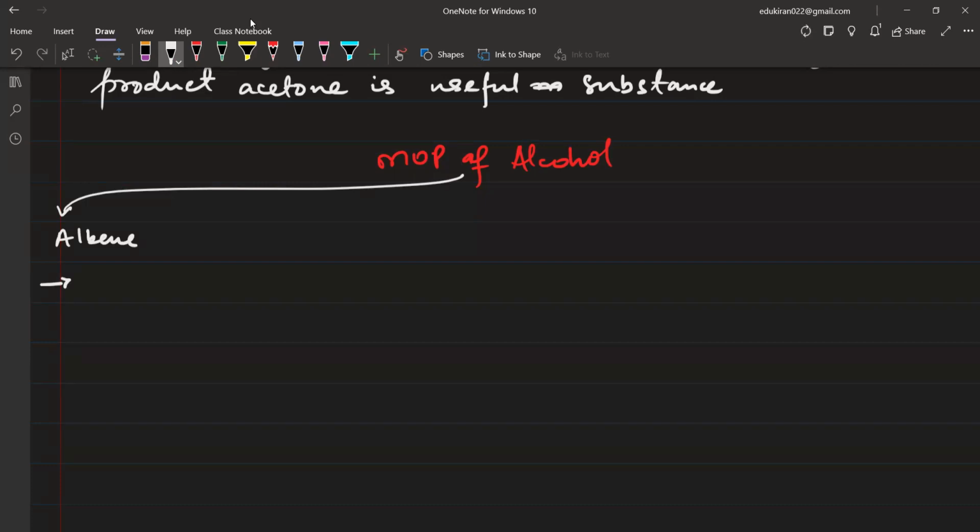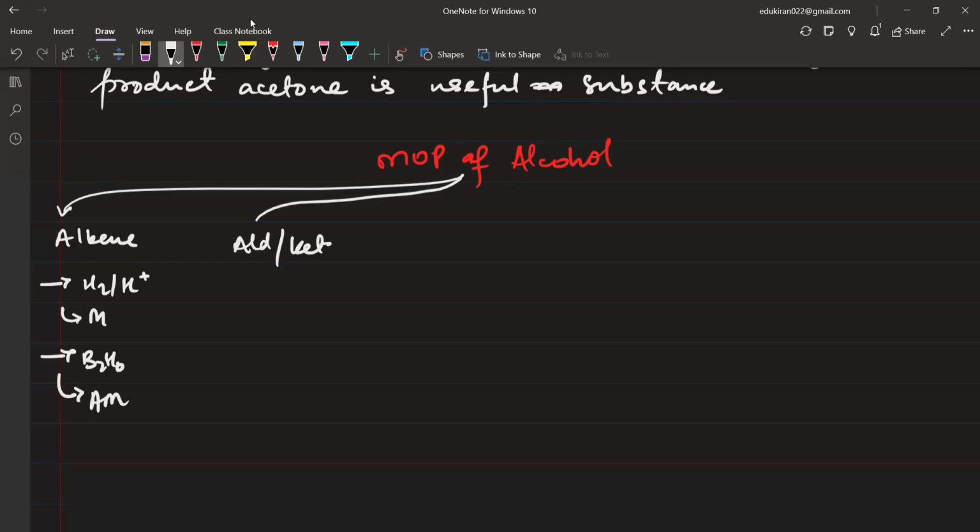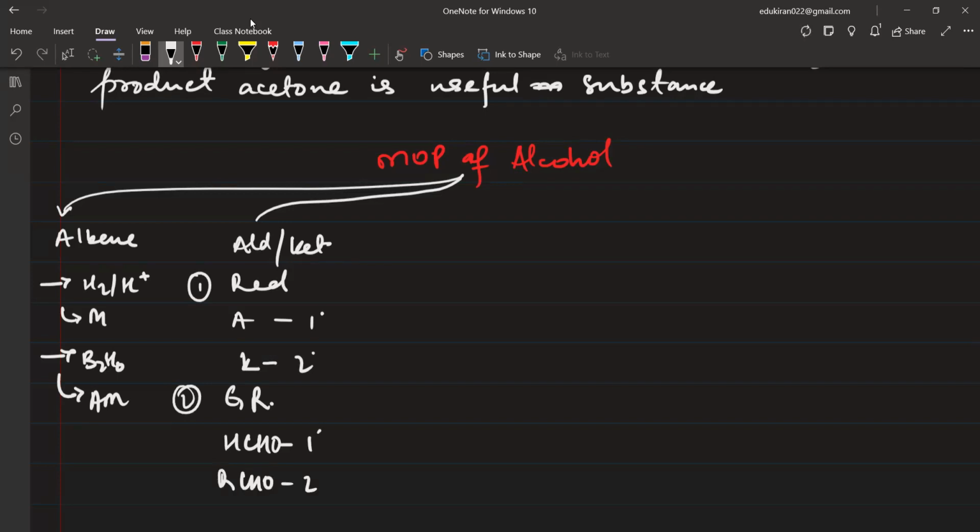In alkene, you have two methods: H2O in the presence of H+, which gives you addition in the Markovnikov way, and then we have B2H6, hydroboration oxidation, which gives you anti-Markovnikov addition. Then we use aldehydes and ketones. In aldehydes and ketones, you have reduction: aldehyde gives 1 degree and ketone gives 2 degree alcohol. After that, we use Grignard reagent. With HCHO formaldehyde it gives you 1 degree. If you have any other RCHO, any other aldehyde, that gives you 2 degree. Then ketones will give you 3 degree.